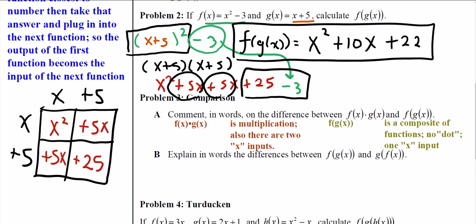Note that unlike the last problem that we did, there was no numerical input. There was no number in there. So if there is no number, we follow the procedure for doing algebra with x as the input.